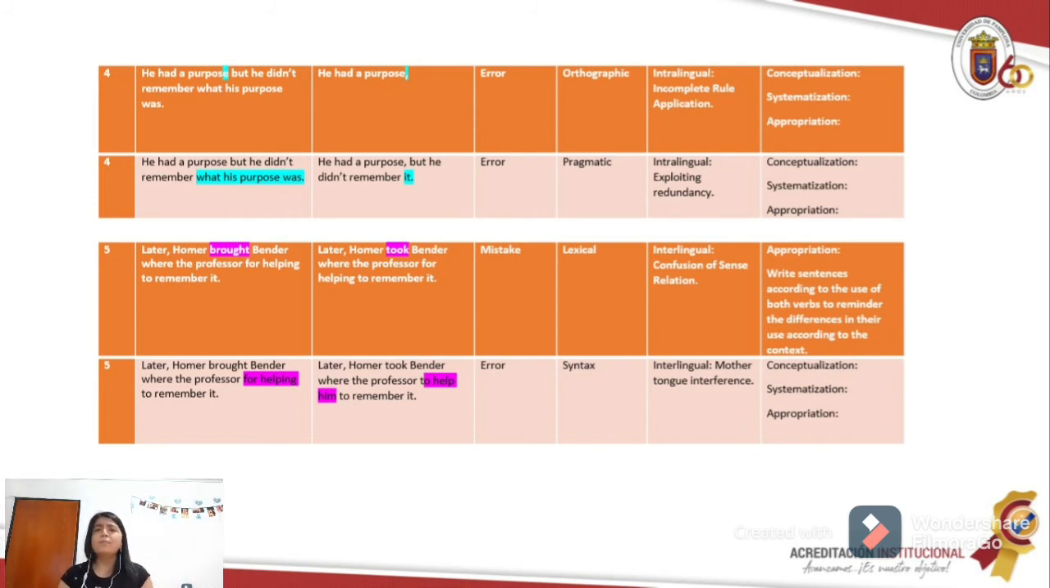The next one is: "where the professor for helping to remember." The correction is: "where the professor to help him to remember." In this case, it is an error because the learner repeated it in the seventh line: "the future characters travel through time for doing it." The correction is: "the future characters travel through time to do it." For this, its classification is syntax, and the source is mother tongue interference, because the student is borrowing from a grammatical structure of his or her mother tongue.